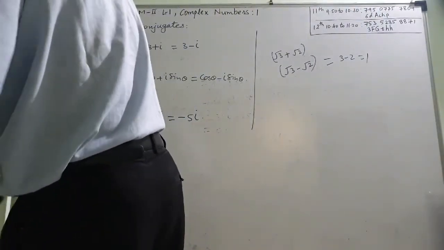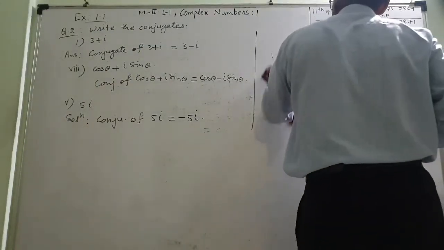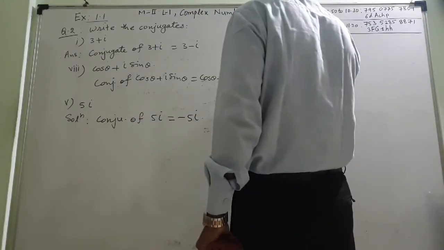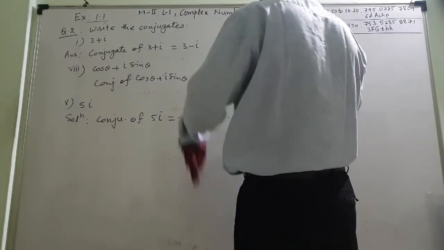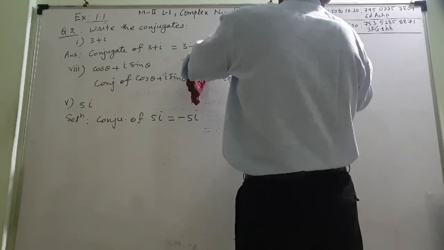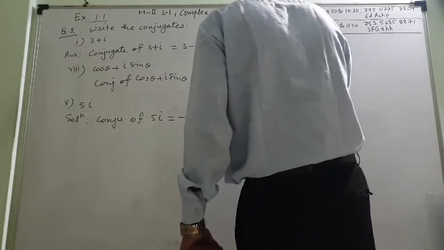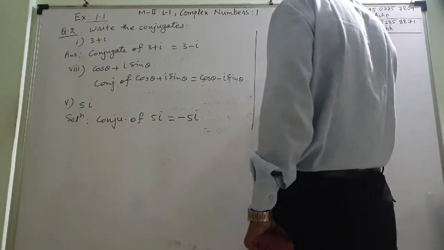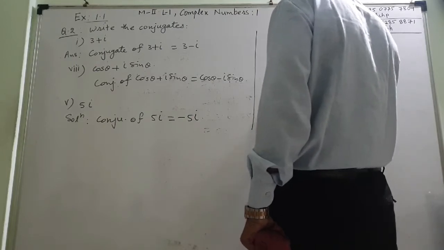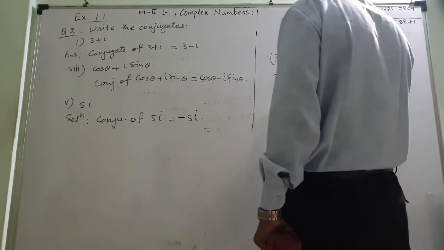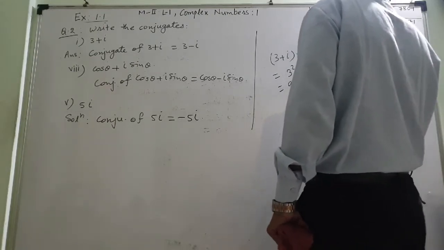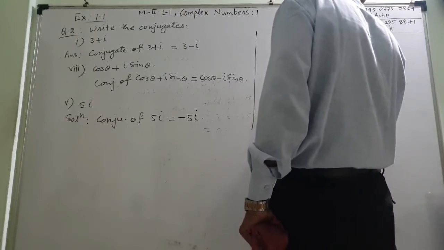The same concept is here for the conjugate. If I multiply, that i will vanish. So 3 plus i into its conjugate 3 minus i. If I multiply a plus b, a minus b, it is a square minus b square. So 3 square minus i square, that is 9 minus i square. I know i square means minus 1, so this is 9 plus 1, and that is equal to 10.